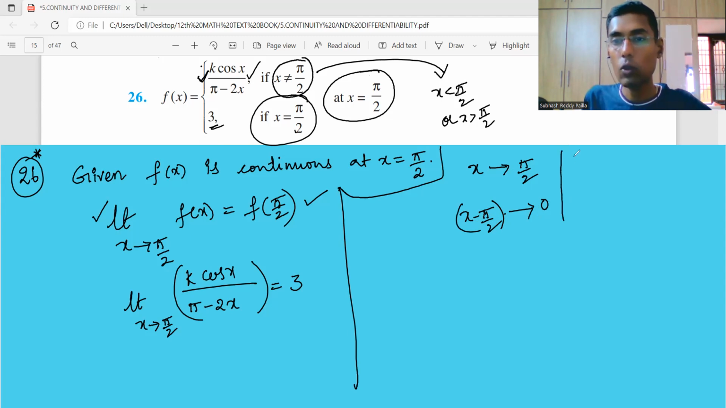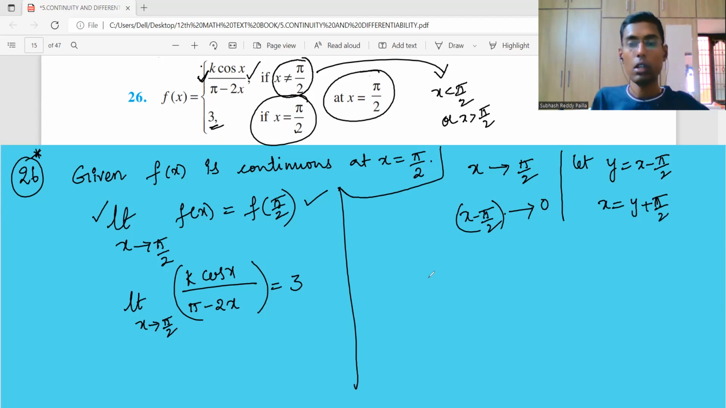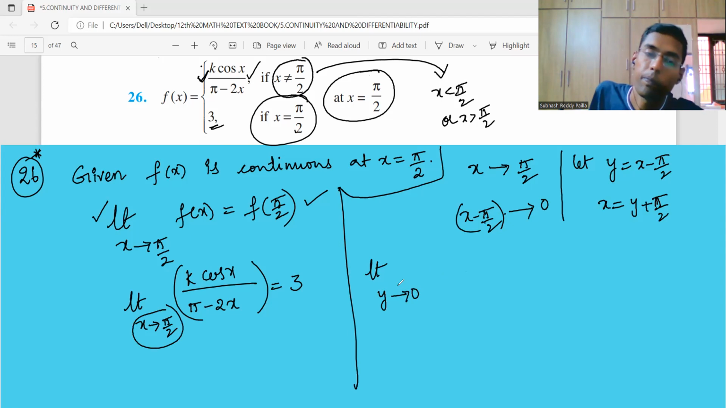Now let y equal x minus pi by 2. Is that okay? Instead of writing x minus pi by 2 all the time, we'll write y. So then x equals y plus pi by 2. This small arrangement we must make. Now here, as x is tending to pi by 2, y tends to 0. Hope you are clear.